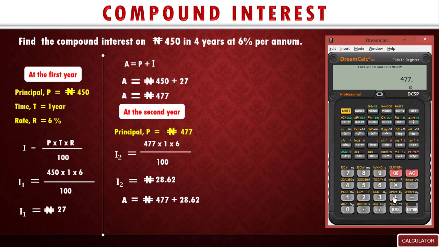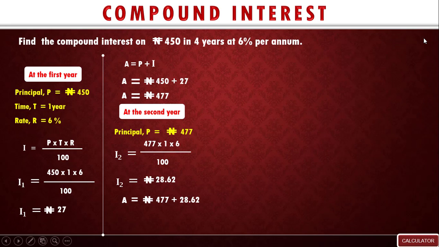477 plus 28.62. Press equals to, enter. That gives us 505.62. So that means our amount will be 505.62 naira. Okay, having gotten this, this is our amount that we got for the second year.